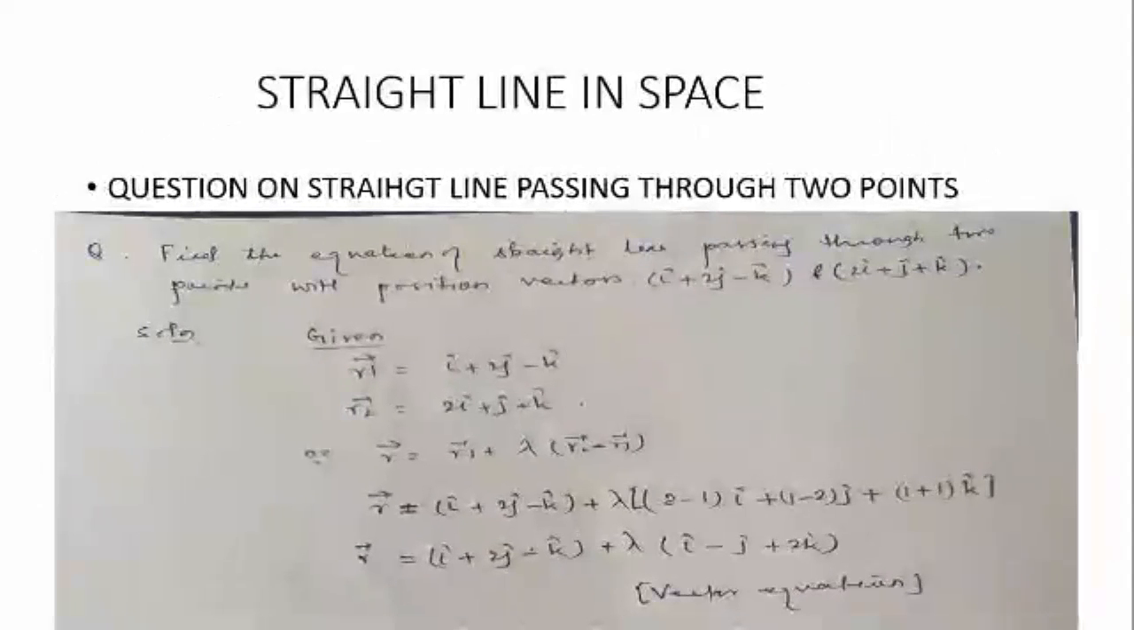Now here is a question based on that. Questions on a straight line passing through 2 points: find the equation of the straight line passing through 2 points with position vectors i cap plus 2j cap minus k cap and 2i cap plus j cap plus k cap. After specifying the figures given in the question, we will first write the formula and then only substitute the values in it. Even, students, you can express these questions in the Cartesian form only by writing the formula.